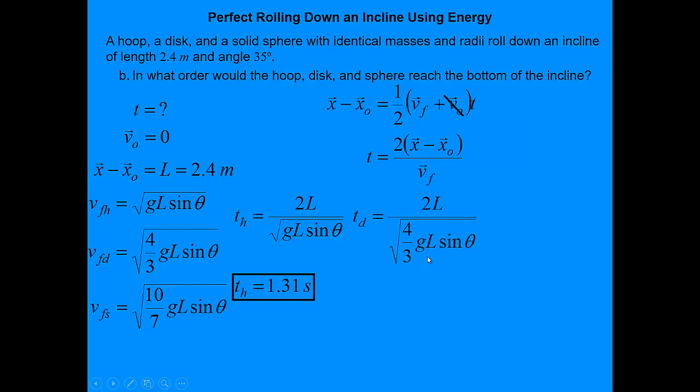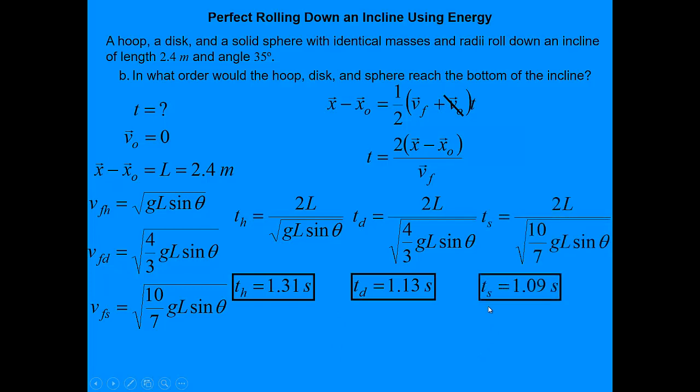Plug in the final velocity for the disk, and we get 1.13 seconds. Plug in the final velocity for the sphere, and we get 1.09 seconds. So notice the sphere will beat the disk, will beat the hoop. And any sphere would beat any disk, would beat any hoop, because as you saw earlier, the mass and the radius canceled out of those equations. So the final times here did not depend on the mass nor the radius.